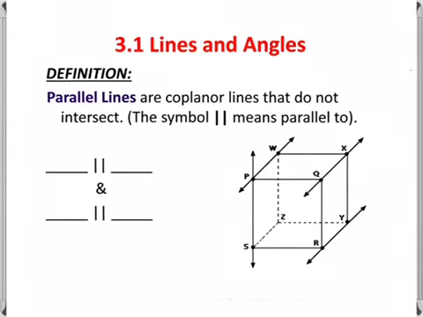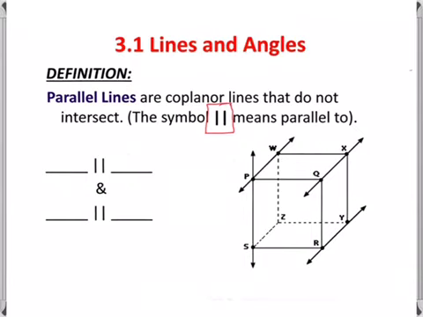Section 3.1, Lines and Angles. Parallel lines are coplanar lines that do not intersect. The double straight line symbol here means parallel to. So when we name that two lines are parallel, we'll put the names of the two lines, and in between them we'll put this symbol to indicate that they're parallel.